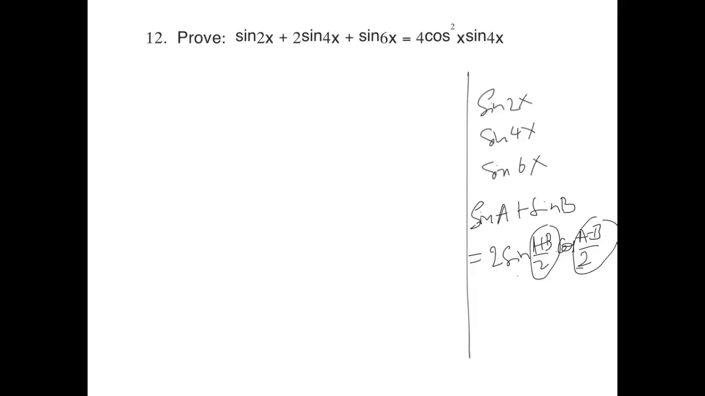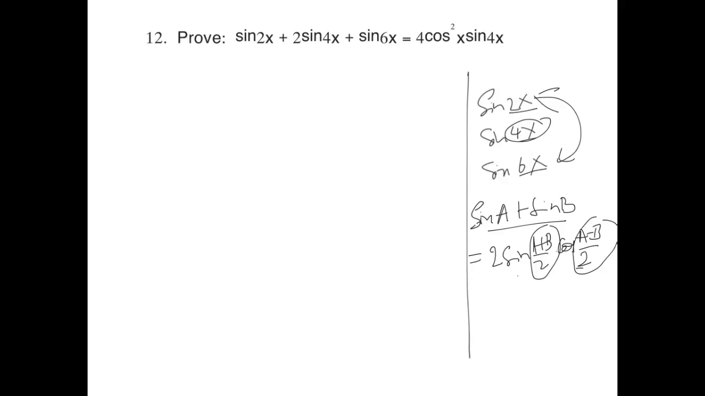And if we look at these angles here on the left hand side, 2x, 4x and 6x, we see that 4x is actually the average of 2x and 6x, and therefore if we get those two terms together, sine 2x and sine 6x terms, and then use this formula, we will get sine 4x term, and therefore we can take that as common. So let us try to do that here.